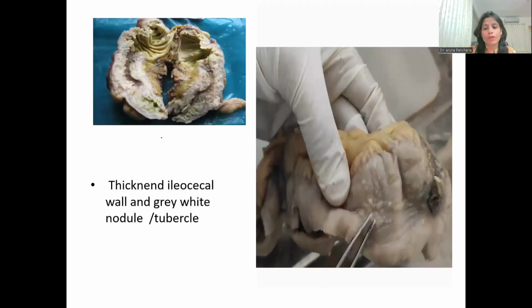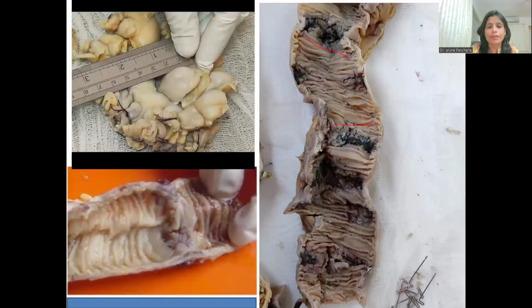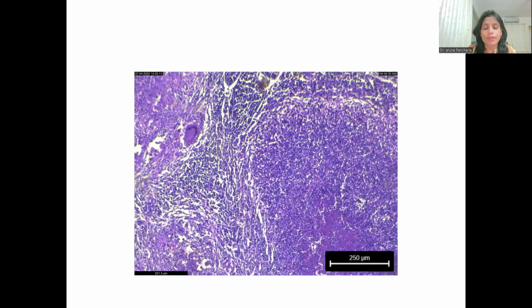Now, on the basis of these gross findings, like tubercles, thick ileocecal wall, the transversely placed ulcer, lymphadenopathy, and narrowed lumen because of the strictures, and in microscopy, we saw the granulomas, one, two, and three granulomas with central caseating necrosis. So this is caseating necrosis, and the lymphocyte cuffing around these epithelioid cells, and these are the Langhans type of giant cells.